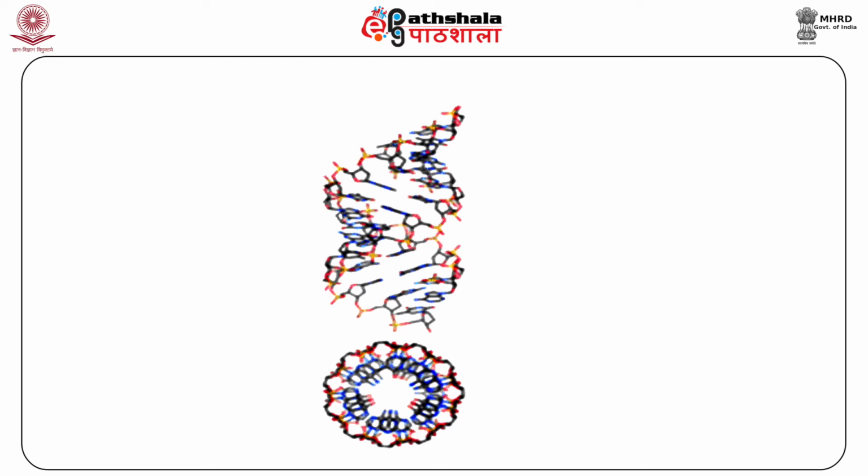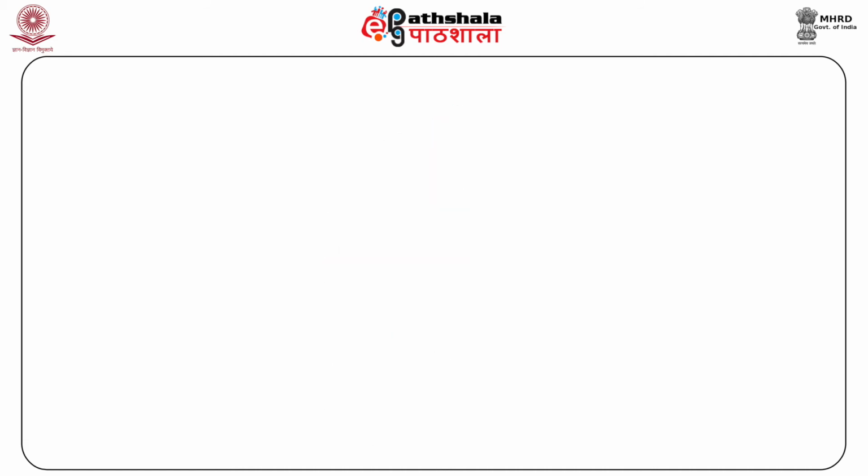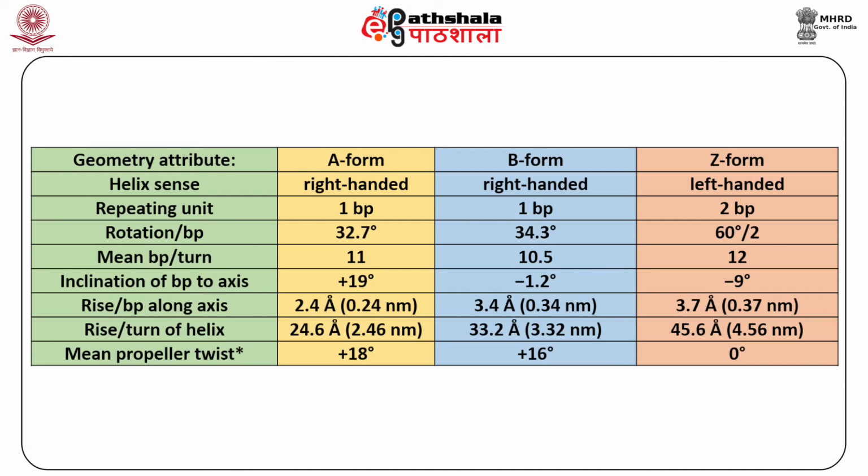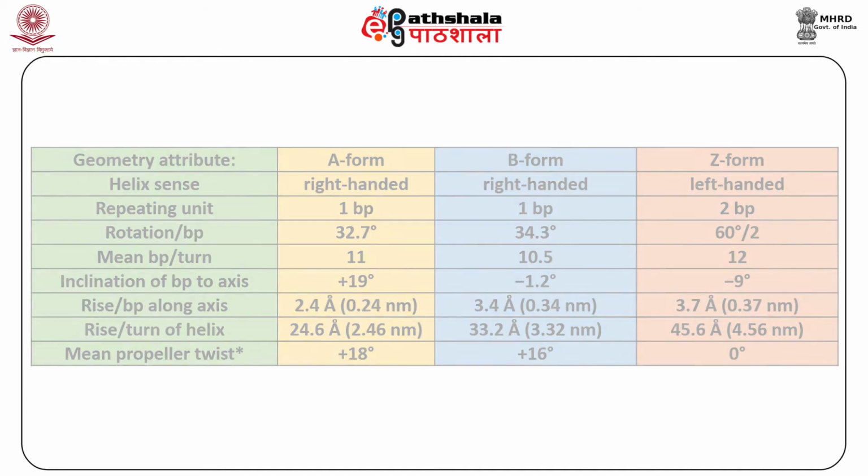Another form of DNA that exists in the cell is A-DNA. This form is observed under conditions of low humidity. It has around 11 base pairs per turn. Its major groove is narrower than that of B-DNA. The various characteristics of the A form and the B form are listed in this table. The A form has a right-handed sense, the B form has a right-handed sense, while the Z form has a left-handed sense. We are going to shortly learn about the Z form also.